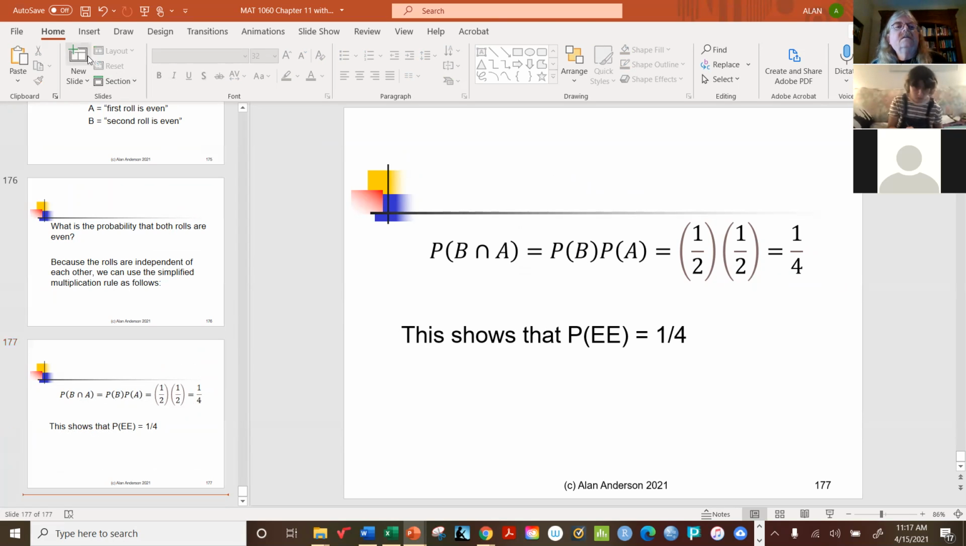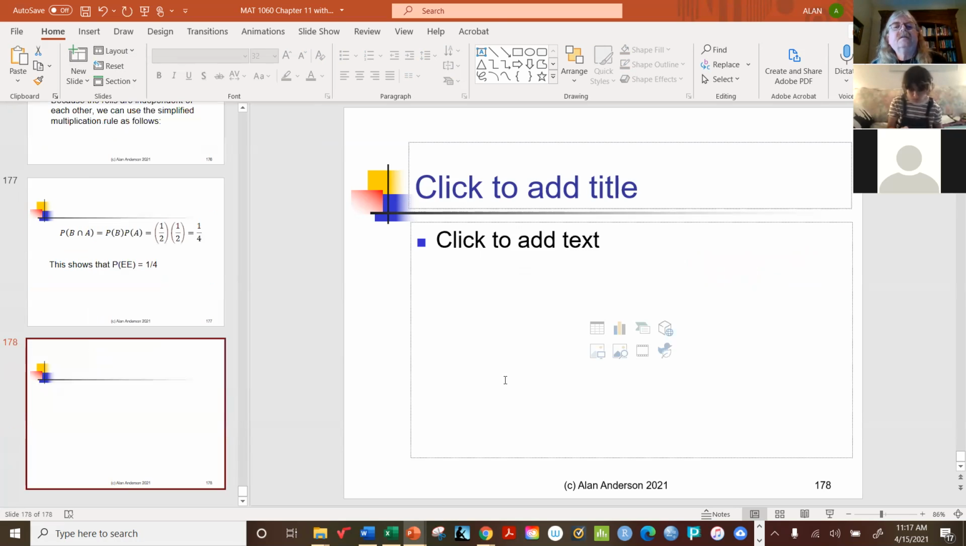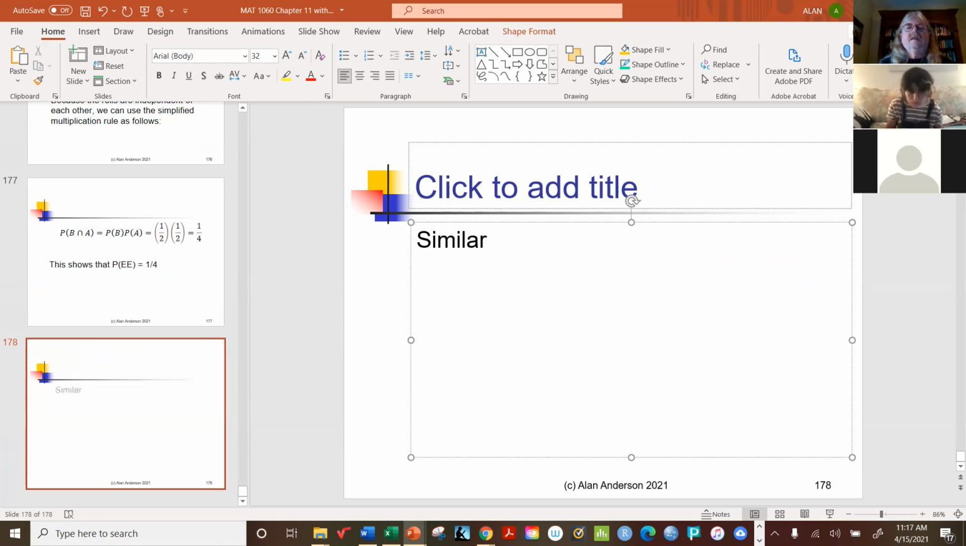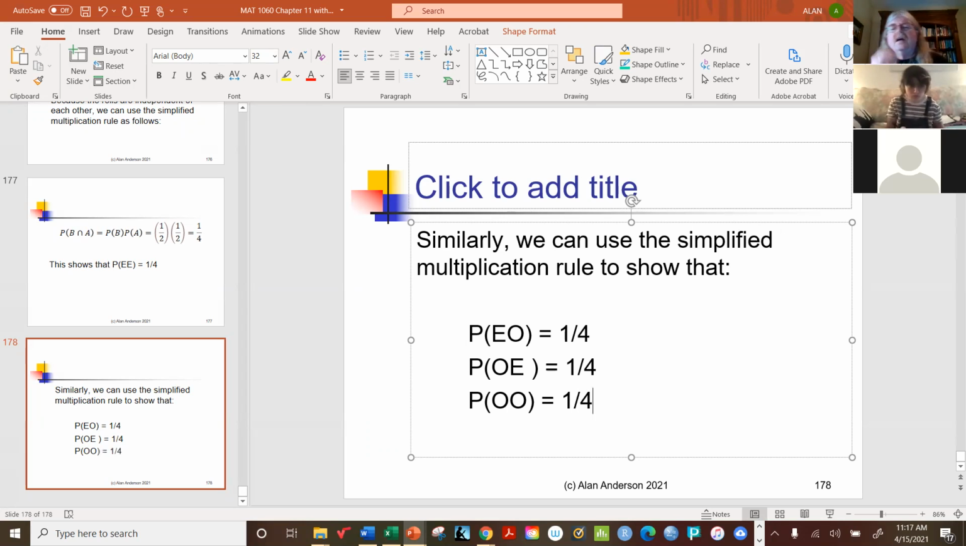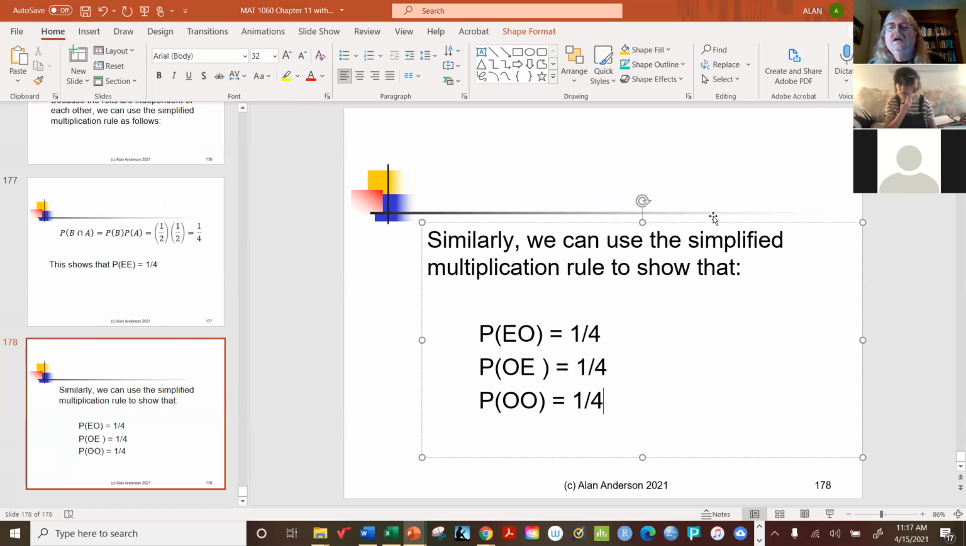And so similarly, based on the exact same logic, we can use the simplified multiplication rule to show that. And then we did all the others in exactly the same way. EO must be a quarter, OE must be a quarter, and OO is a quarter. So before we stated it many times, but this is a formal proof that each of those rolls is equally likely to occur, and therefore they must all be a quarter. All right.